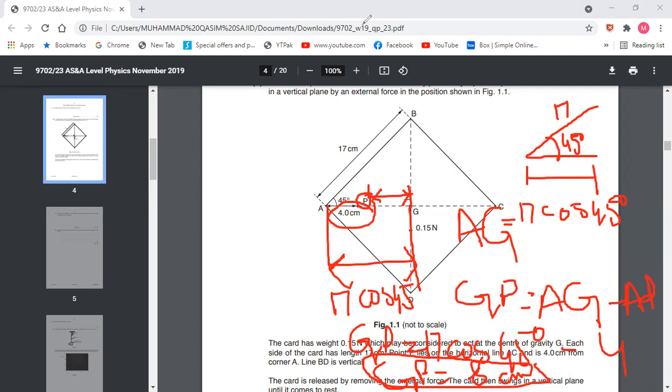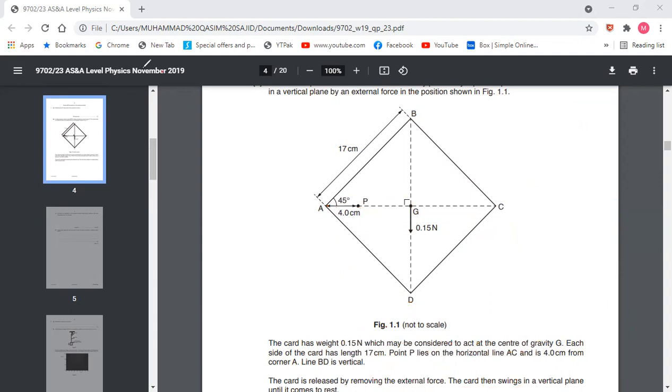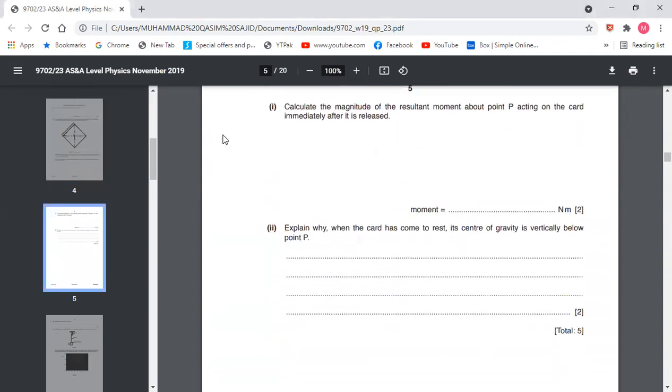Okay, I'm going to erase it. Now the second part: explain why the card has come to rest with its center of gravity vertically below the point. So what is basically the reason? In question number one, there is something missing, that we have to find the moment. The distance we found is GP equals 8 centimeters. After this we also have to find the moment.